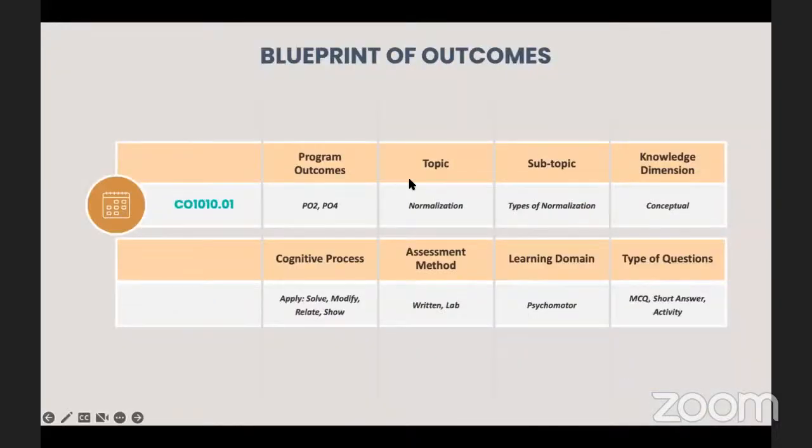So likewise, you can create this for mechanical engineers. If you have any there right now, they will enjoy this. So this is a course outcome code. You can create a kind of course outcome blueprint like this: what program outcomes this course outcome is aligned with, what is the topic, subtopic, knowledge dimension, cognitive process, assessment method, learning domain, type of question.